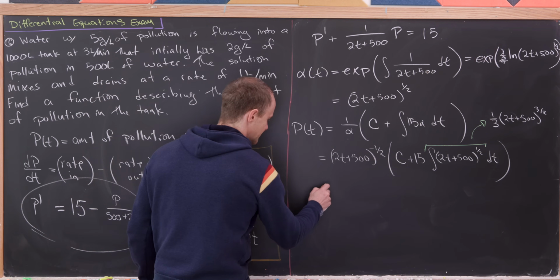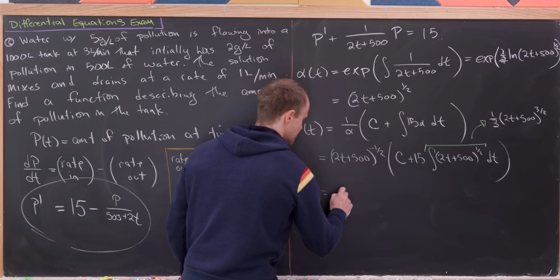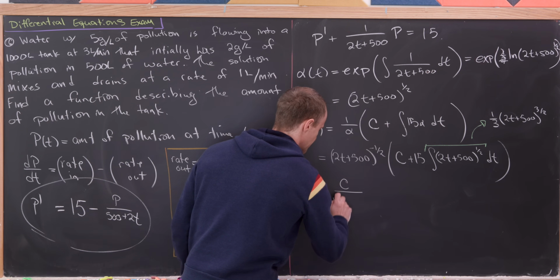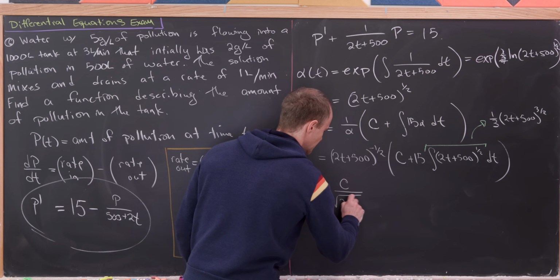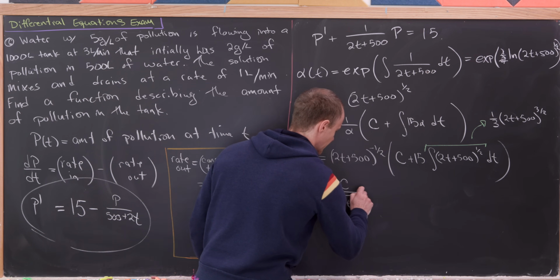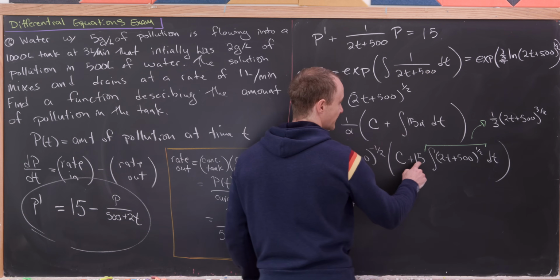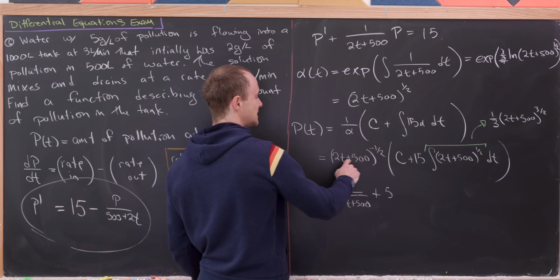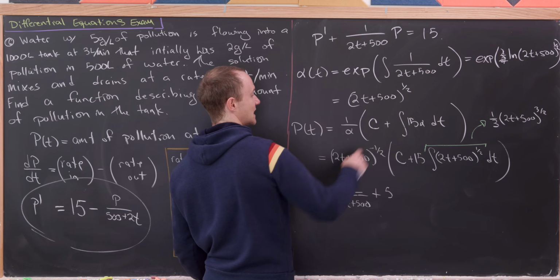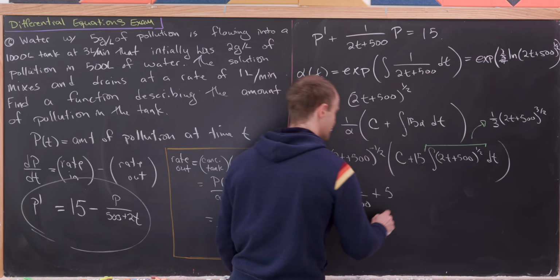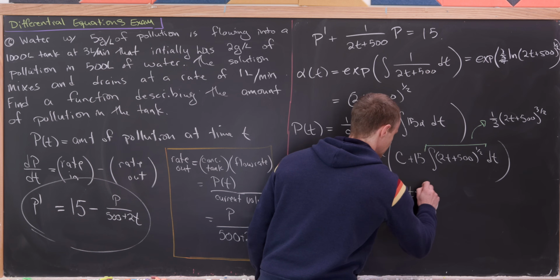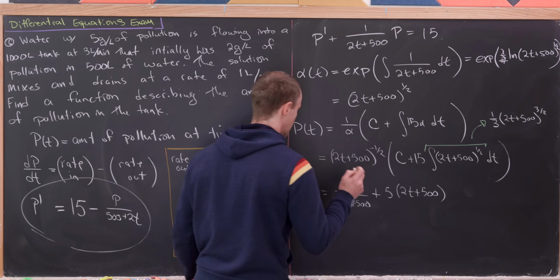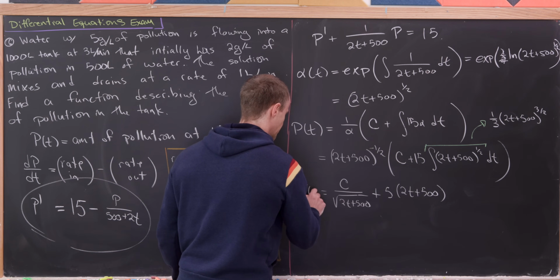Okay, so now let's start putting some things together. So we're going to have C over the square root of 2t plus 500. And then plus, we've got 15 over 3, that's going to give us 5. And then we've got this (2t plus 500) to the minus half times (2t plus 500) to the 3/2. So in the end, that's just going to give us 2t plus 500 to the 1, if you will. And then this is our P of t.